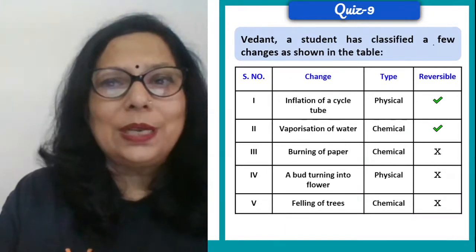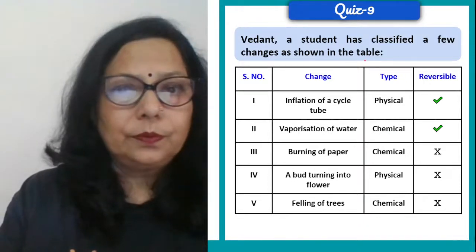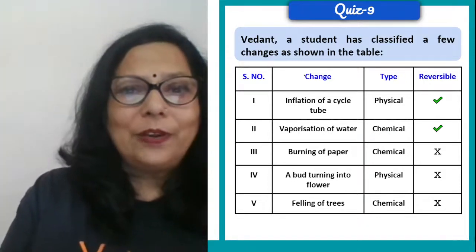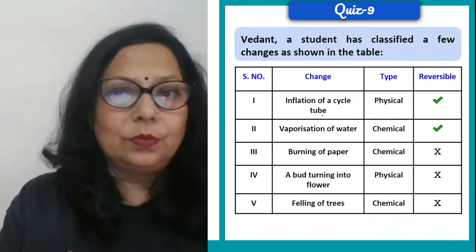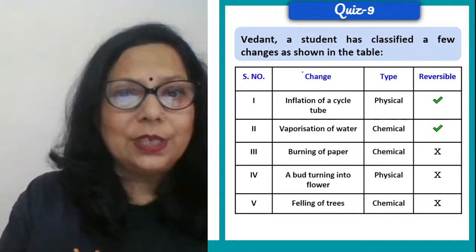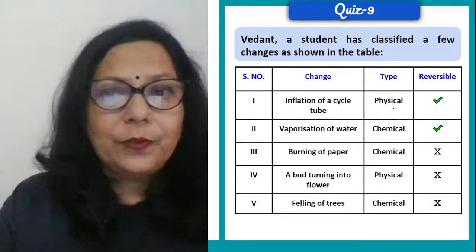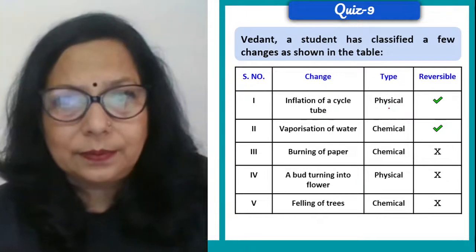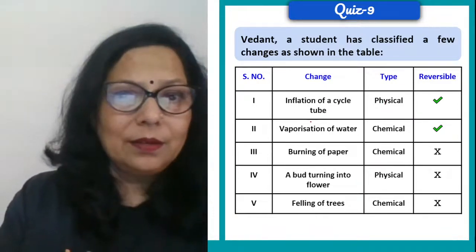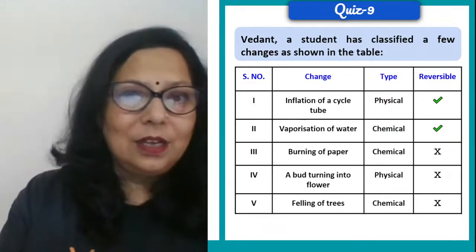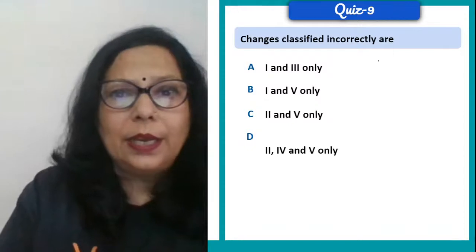Vedant, a student has classified a few changes as shown in the table. Inflation of a cycle tube. कैसा चेंज है? फिजिकल. क्या वो रिवर्सिबल है? फिर से हवा वापस निकल सकती है? Yes. Now they will ask you which options are incorrect.